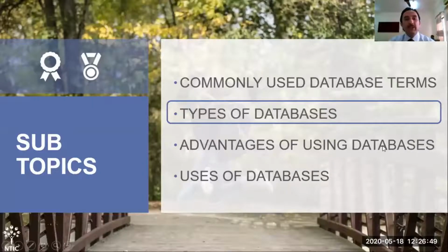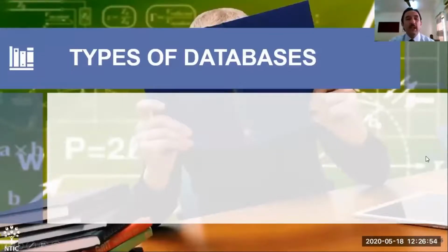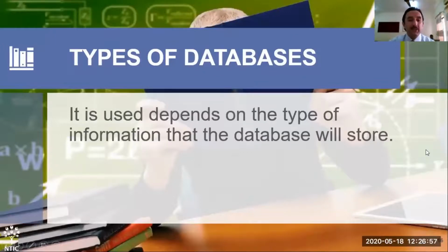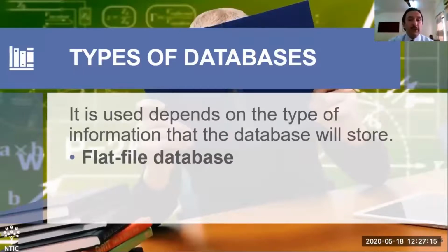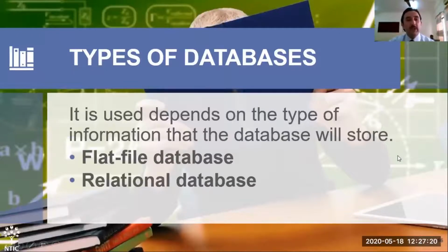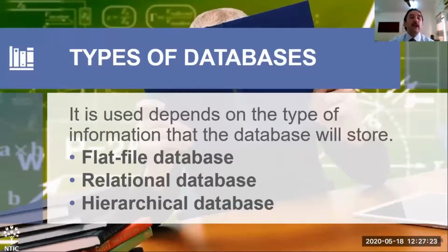Okay, the second subtopic, types of databases. These are very easy, and we have just 3 types. This is changeable. We use them depending on the type of information. If you don't need one of them, you should not use it. You can use the other one. Flat file database is one of them. This is very simple. Then the relational database. And the third one is the hierarchical database.